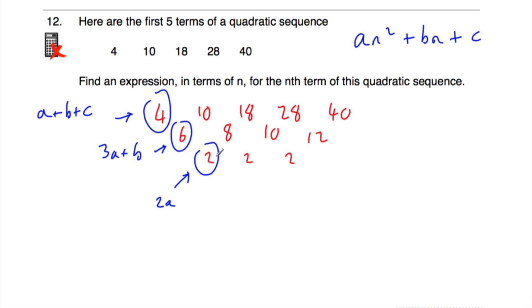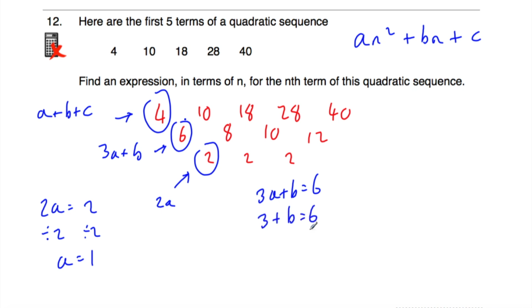So let's look at this, our second differences. So we've got the 2a is equal to 2, divide by 2 and divide by 2, and we'll find that a is equal to 1, so that's fantastic. Now let's look at our first difference. So we've got the 3a plus b is equal to 6. Now a is equal to 1, so we've got 3 times 1 is equal to 3, plus b is equal to 6. So if we take away 3 and take away 3, we'll find that b is equal to 3.